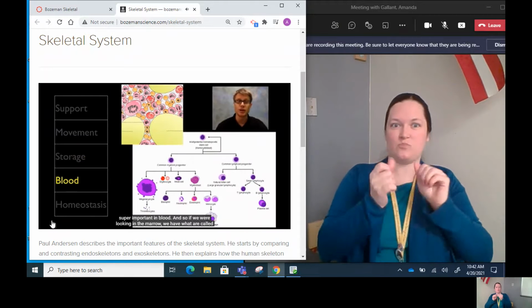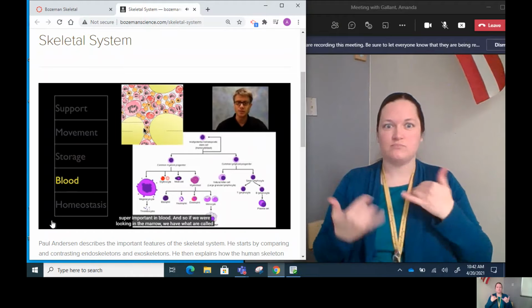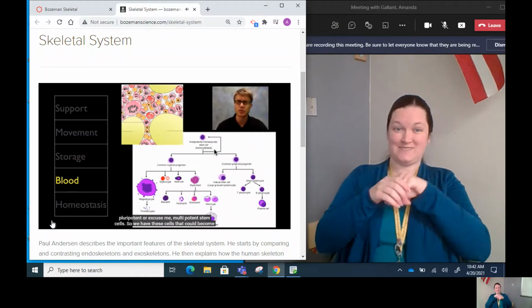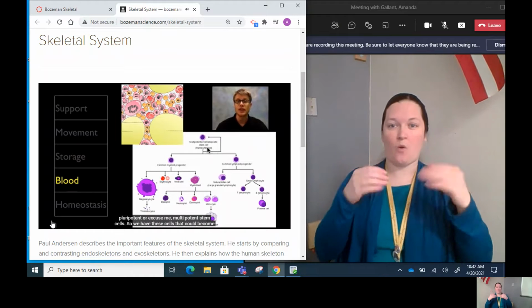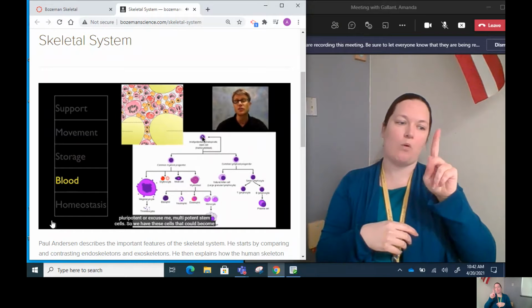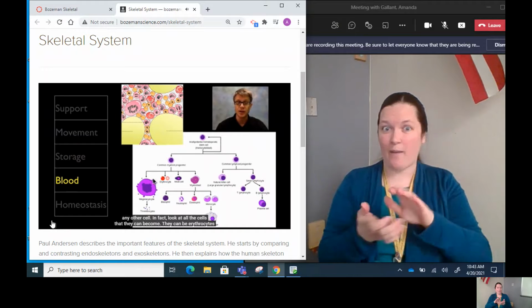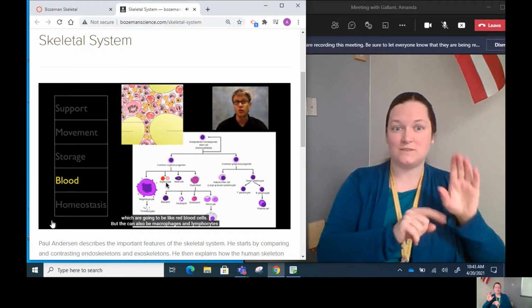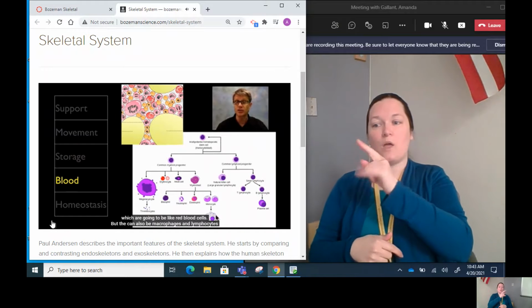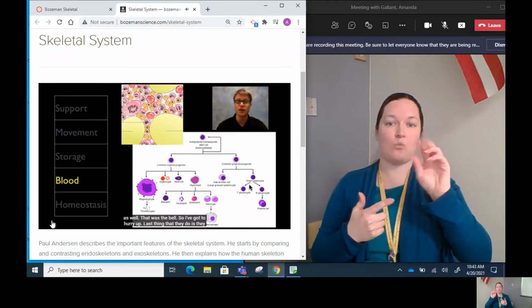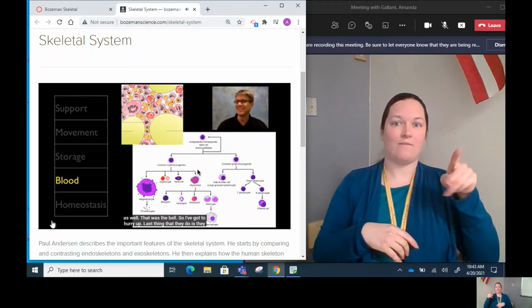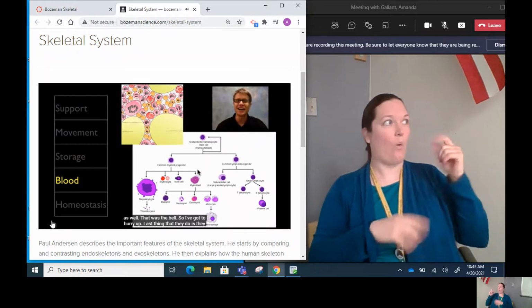It's also super important in blood. And so if we're looking in the marrow, we have what are called multipotent stem cells. So we have these cells that could become any other cell. In fact, look at all the cells that they can become. They can be erythrocytes, which are going to be like red blood cells, but they can also be macrophages and lymphocytes as well. That was the bell, so I got to hurry up.